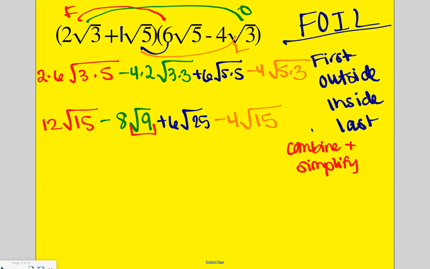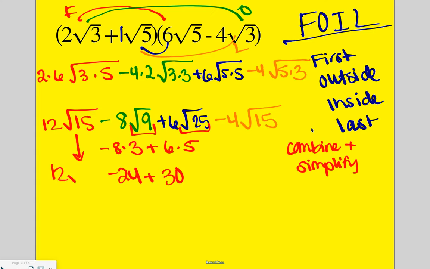So square root of 9, that is 3. So this is negative 8 times 3 plus 6, and square root of 25 is 5. So it's 6 times 5. So negative 8 times 3 is a negative 24. Plus 6 times 5 is 30. Let's bring our other stuff down. So we have 12 square roots of 15 and negative 4 square roots of 5.